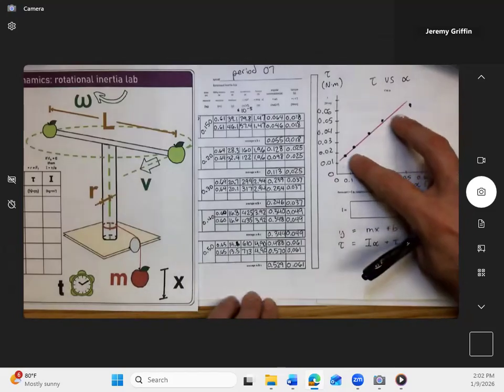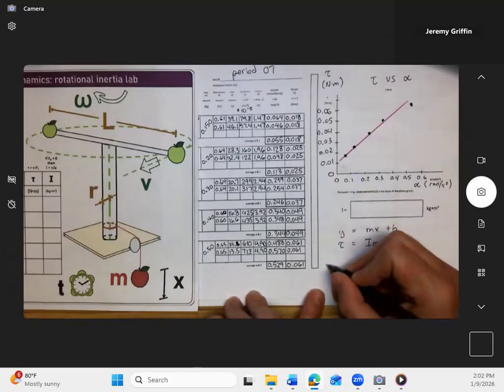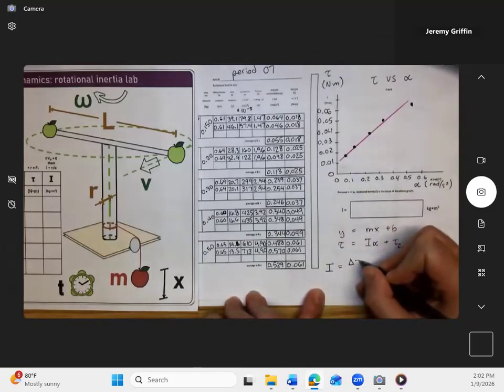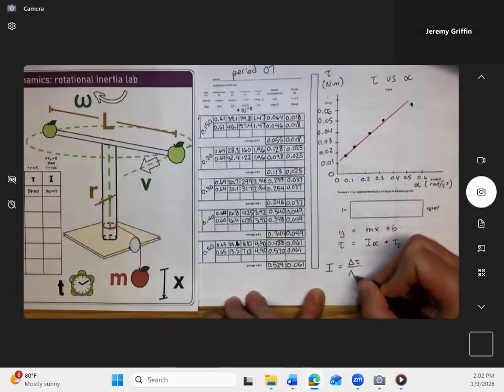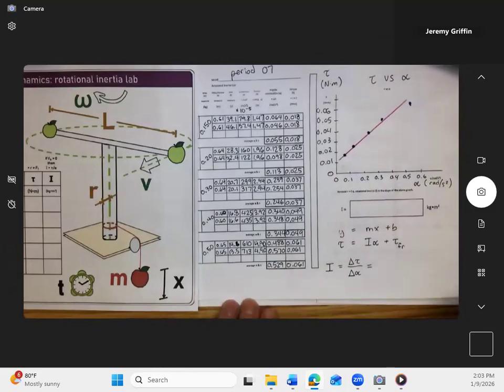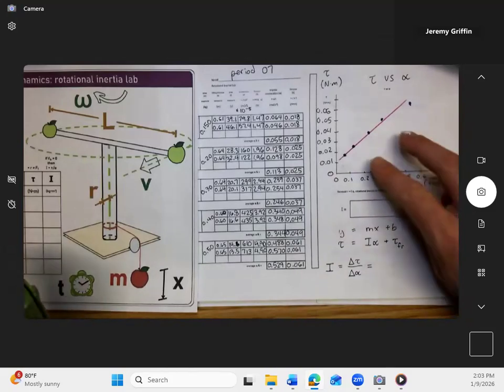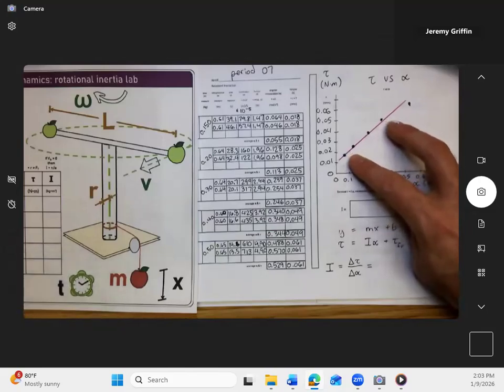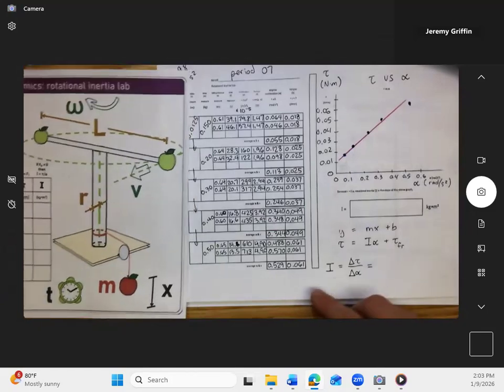Can you guys pick 2 points on the line and do rise over run? I'll do it here. I, which is the slope of this graph, would be the change in torque compared to the change in angular acceleration, delta y over delta x. So we're doing delta tau over delta alpha. I'm going to pick these 2 points right here, point one and point four. That's pretty close to the line.